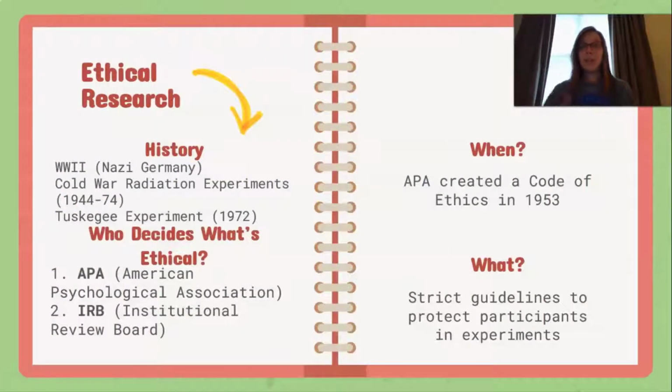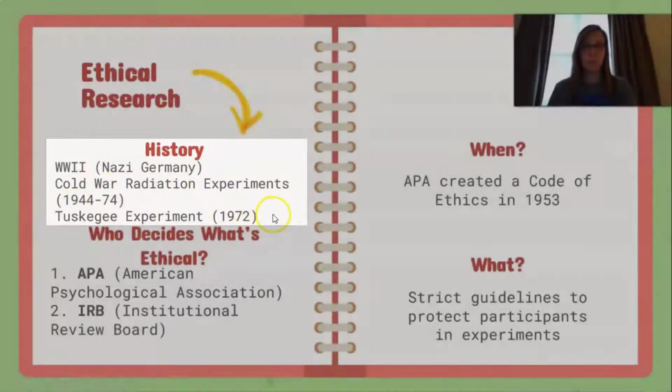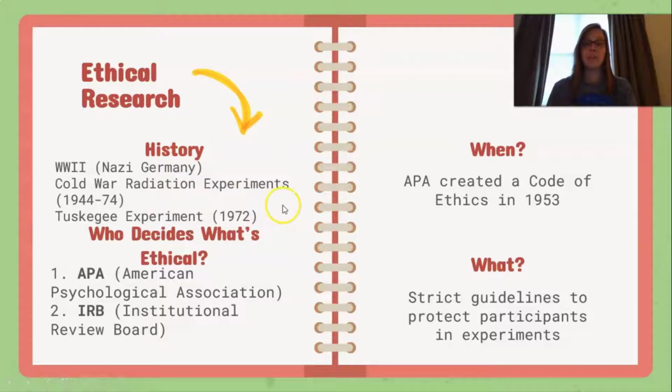Okay. So before we get into the specifics of the guidelines, it's important to know why they exist now, and also that they didn't always exist. Historically, there hasn't always been a set of guidelines to protect participants in psychological experiments. This is something that is fairly recent in the scheme of world history. And part of the reason that we have it is experiments like you see here, the Nazi experiments during World War II, the Cold War radiation experiments, and the Tuskegee experiment. And we'll talk about all three of those in just a minute.